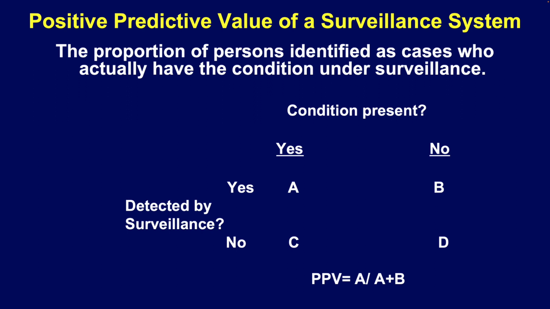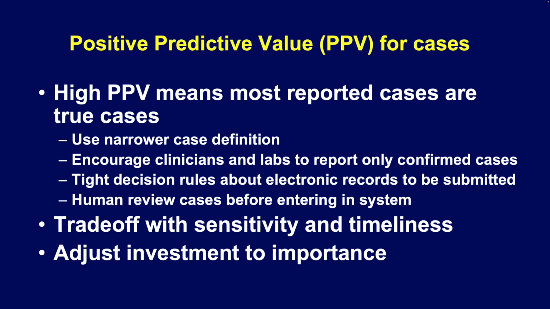So if most of the cases reported actually turn out to be true cases, then there's less sifting through information to try to make case status determinations on the part of the surveillance system and its staff. If you have a high positive predictive value in your surveillance system for cases, it means that most of the reported cases are in fact true cases.